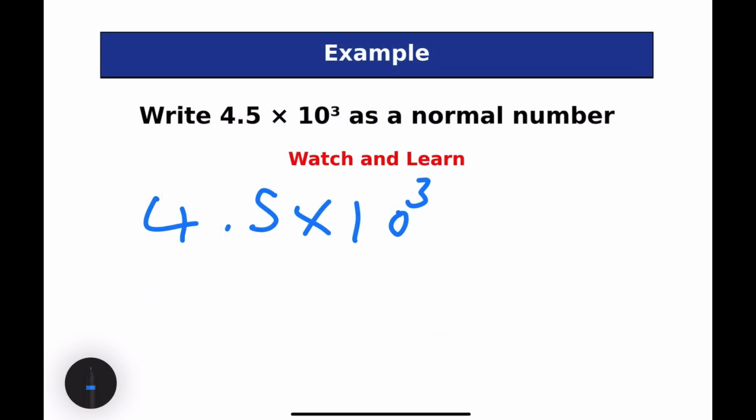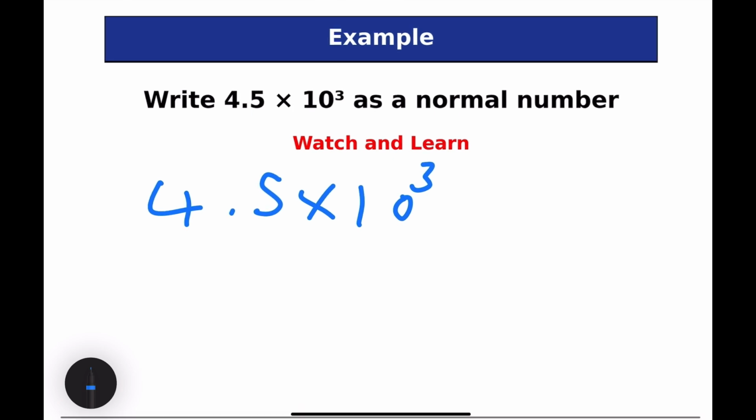Okay, so I'm now going to go over converting standard form to normal numbers. So we have 4.5 multiplied by 10 to the 3. So 10 to the 3 is the same as saying multiplying by 10 3 times. So if we multiply 4.5 by 10 once, we'd get 45. If we multiply it again, we'd get 450. And if we multiply it one more time by 10, we'd get 4,500. So that would be the final answer.